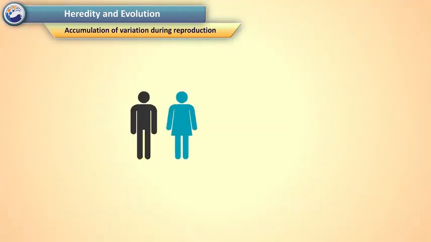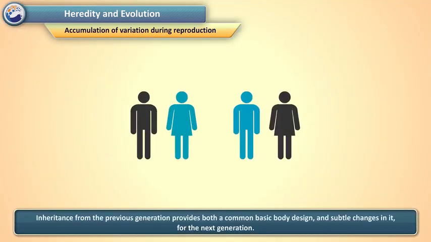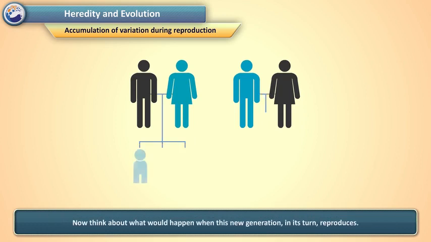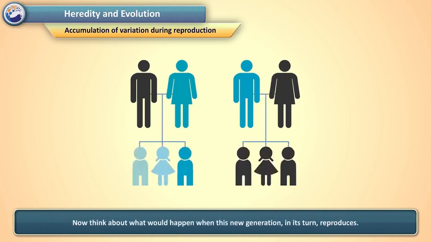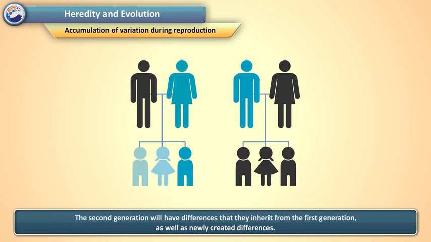Accumulation of variation during reproduction. Inheritance from the previous generation provides both a common basic body design, and subtle changes in it, for the next generation. Now think about what would happen when this new generation, in its turn, reproduces. The second generation will have differences that they inherit from the first generation, as well as newly created differences.